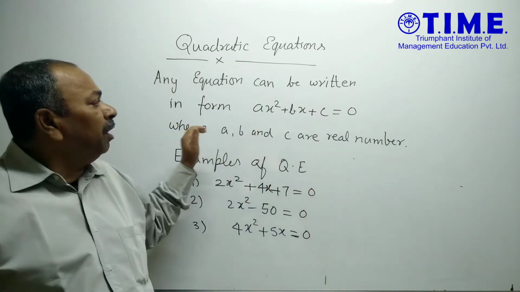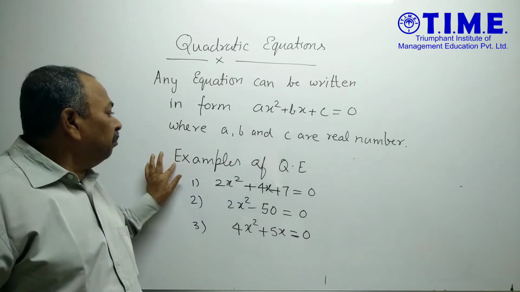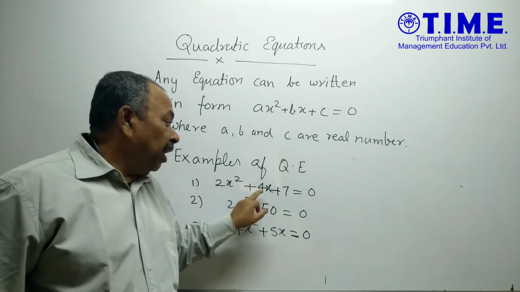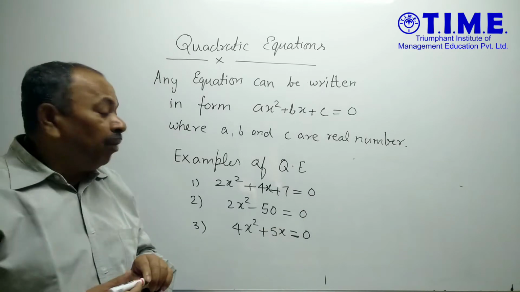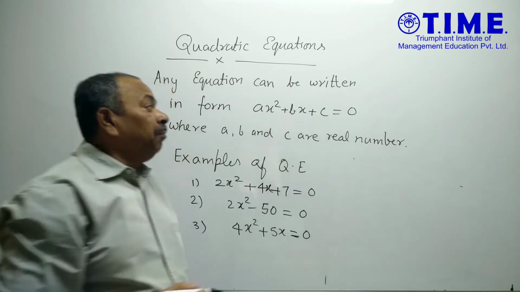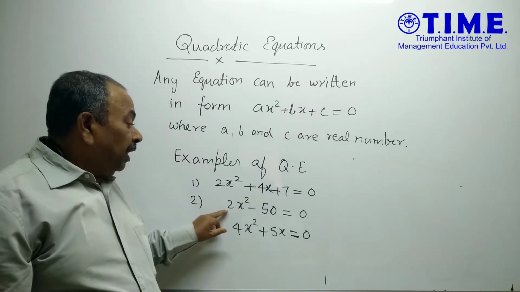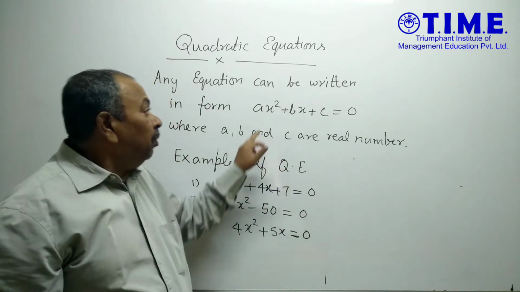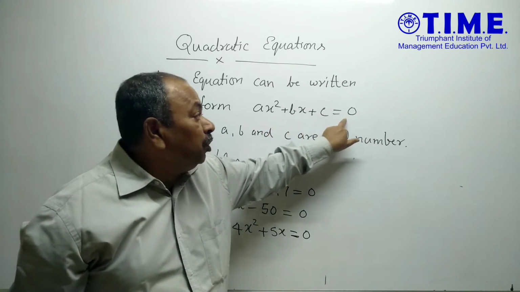So any real number can be placed here. For example of a quadratic equation, first example: 2x square plus 4x plus 7 is equal to 0. This we say is a quadratic equation. Why? Because it is in the form ax square plus bx plus c. Second example, 2x square minus 50 is equal to 0. This is a quadratic equation also.